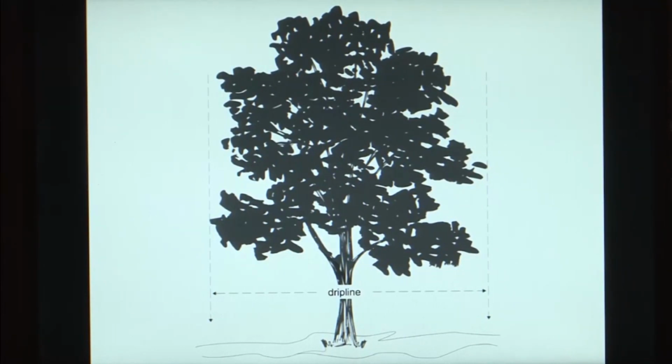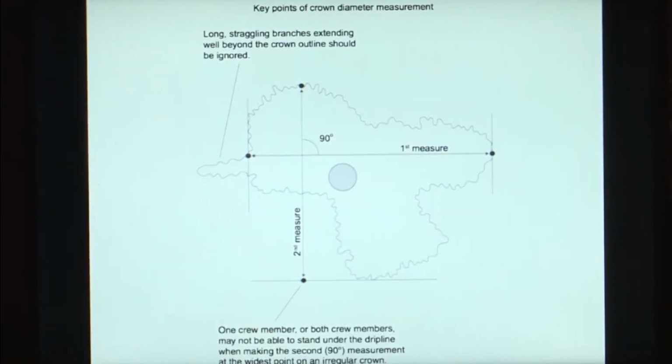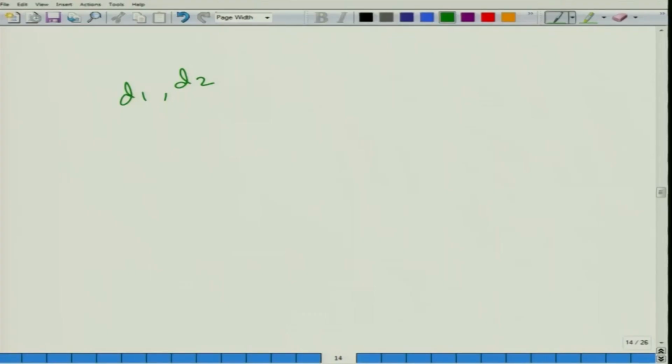So, you can figure out various drip lines and then you can find out which is the longest diameter. So, for instance, to take this example, here we are removing any long straggling branches that are extending well beyond the crown outline. So, if that is an exception, we remove it. Other than that, we calculate the first measure as the longest diameter that we can get. Once you have gotten that, you go to a 90-degree position and then you figure out a second diameter. So, you will be recording two diameters. So, it will be D1 and D2.